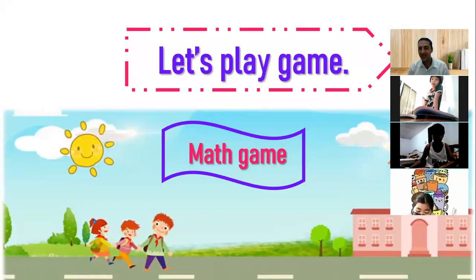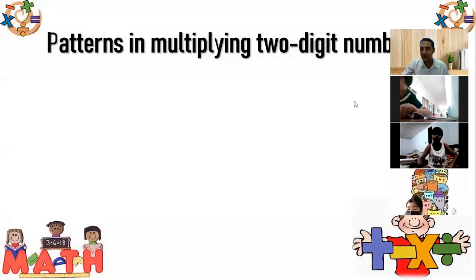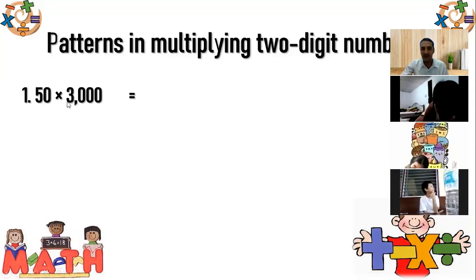Before we start page number 92, we're having a little bit of a maths game. Here we have some numbers I give to you. You have to use the pattern to multiply 2-digit numbers, take your time, make the calculation and tell me the answer. Number one, we have 5 tens multiplied by 3 thousands.